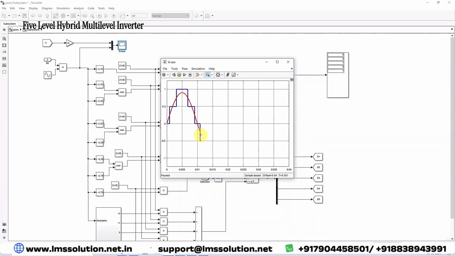Below minus 0.25, it goes to minus first level. Below minus 0.75, it goes to minus second level. Based upon that sinusoidal and the level comparison, we will get the output. This is nothing but the nearest level model. So nearest level means we compare the sinusoidal with some constant, based upon comparison greater than and less than. It will generate the pulse to get the different levels of output at the inverter. This is nearest level modulation.